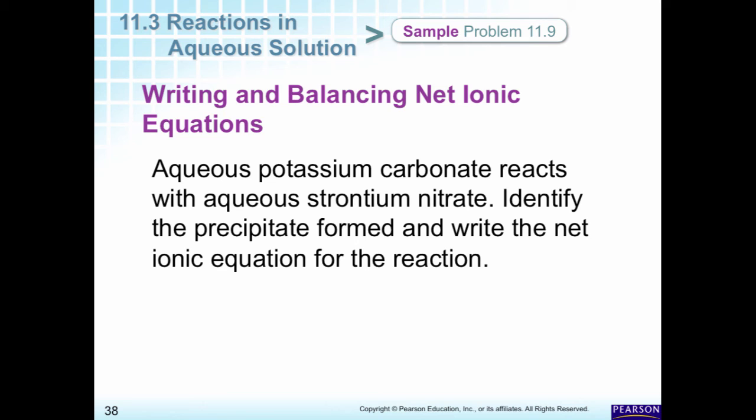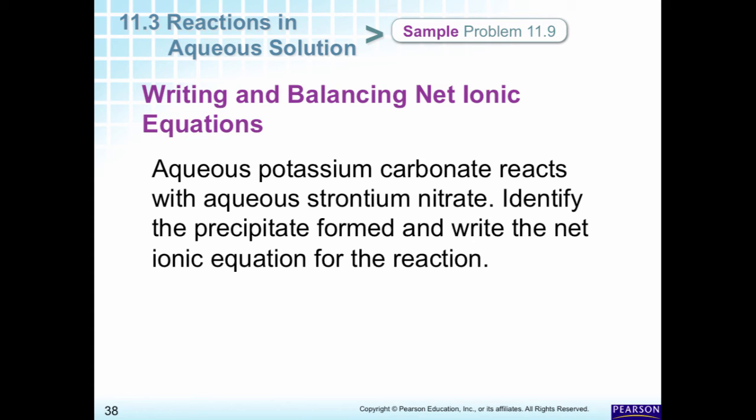All right, let's walk through this problem together. So we have potassium carbonate and aqueous strontium nitrate. Potassium carbonate, group 1 metal, and they tell us it's aqueous, so we know it's dissolved. And strontium nitrate, it's a nitrate, we know it's going to be soluble. All nitrates are soluble, so that makes sense.